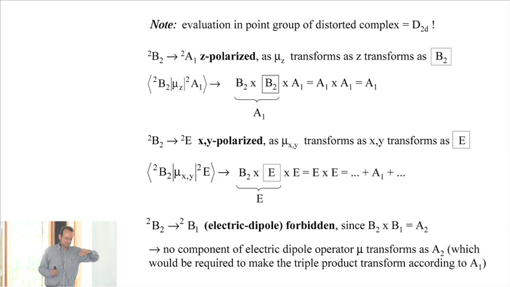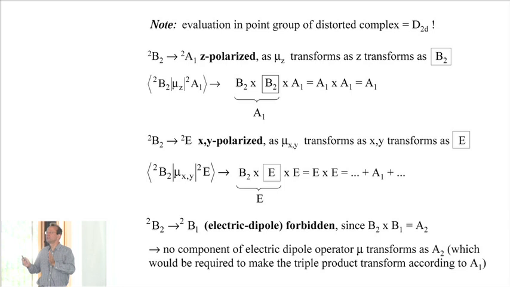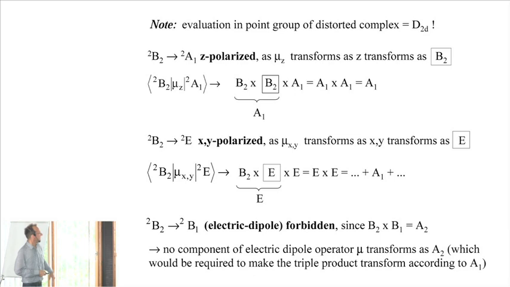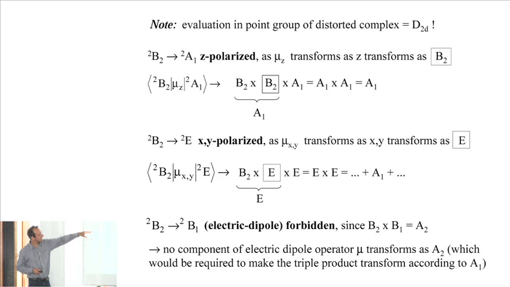If the triple product transforms according to A1 or contains A1, then the matrix element is in principle allowed. The transition is allowed. The other one is xy polarized, as mu xy transforms as xy, which transforms as E. So you have this matrix element: doublet B2 times E gives you E, and E times E contains A1, so it's also fine. And doublet B2 times doublet B1 is electric dipole forbidden, since B2 times B1 equals A2, but no component of the electric dipole operator transforms as A2, which would be required to make the triple product transform according to A1.